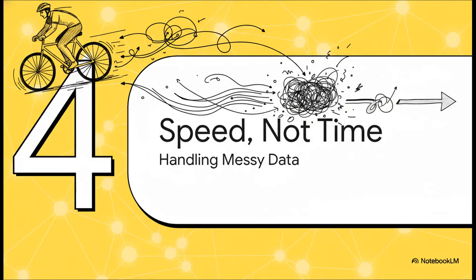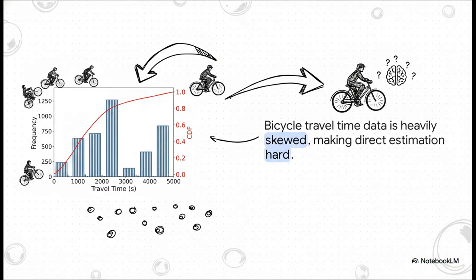All right, now we get to what is, in my opinion, the cleverest part of this whole paper. It's a really elegant solution to that very messy data problem we talked about. See, the model doesn't actually predict travel time at all. Take a look at this. This is what the real-world travel time data actually looks like. You can see it's super skewed. You have tons and tons of short trips, and then this long tail of a few really lengthy ones.